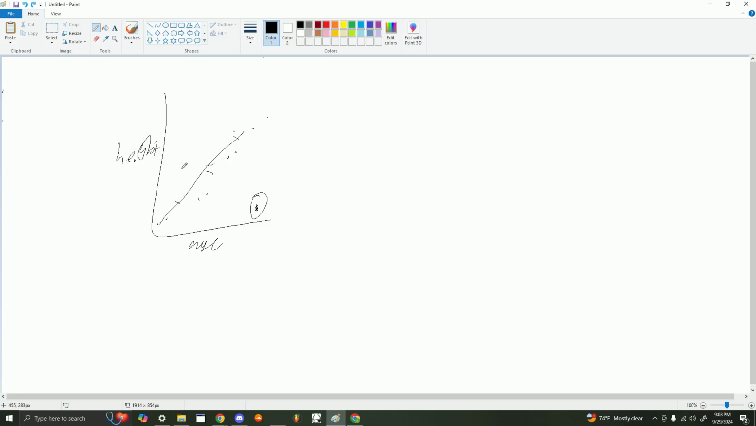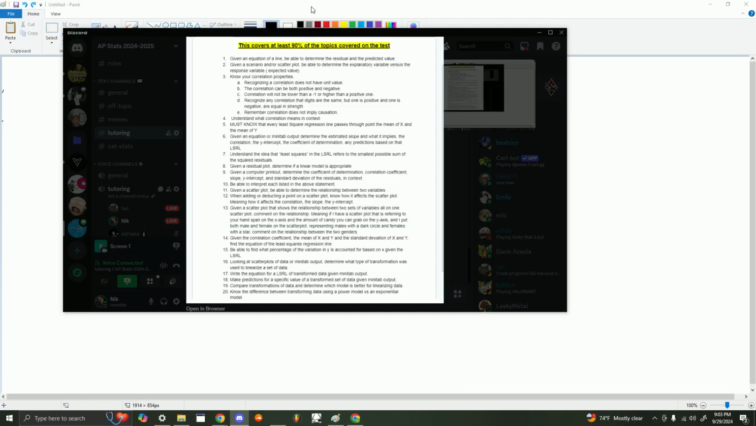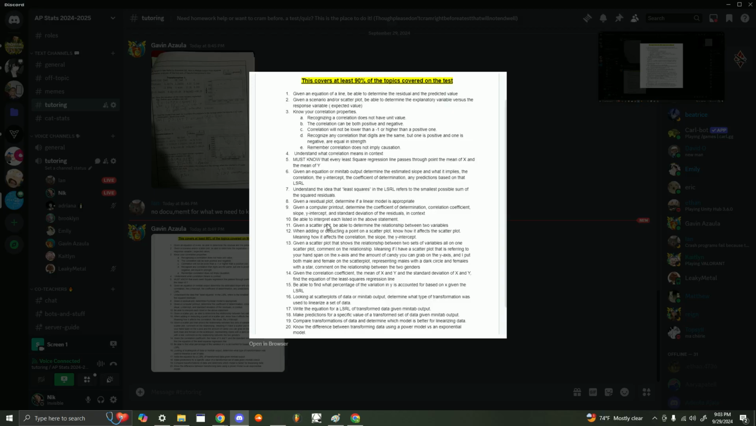Given a scatter plot, comment on the relationship, meaning if I have a scatter plot that is referring to your hand span on the x-axis, I should probably pull this up on the screen. We're on number 13, guys. Comment on the relationship between the two genders, male and female.